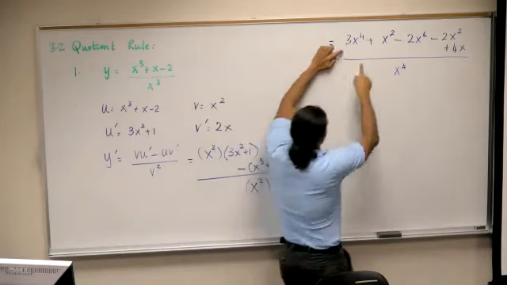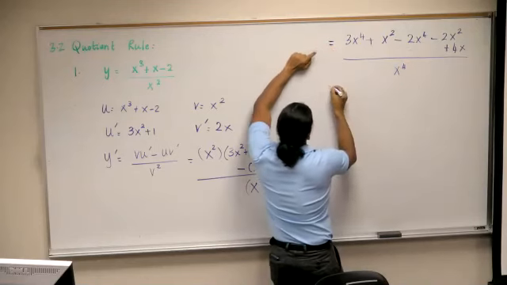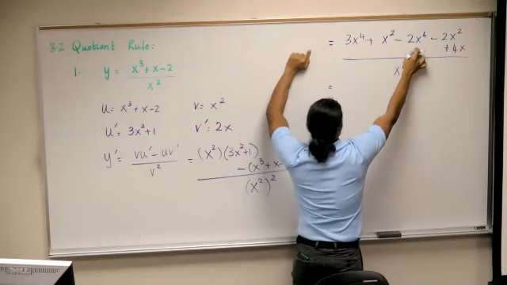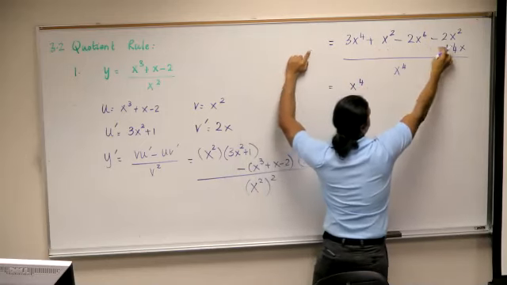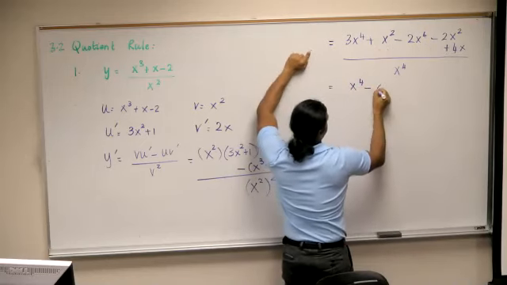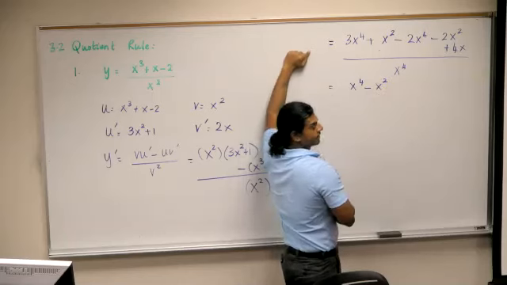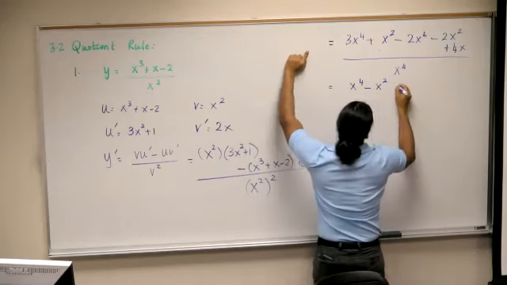Well, I could combine those two terms. 3x raised to 4 minus 2x raised to 4 is x raised to 4. x squared minus 2x squared, negative x squared, plus 4x.